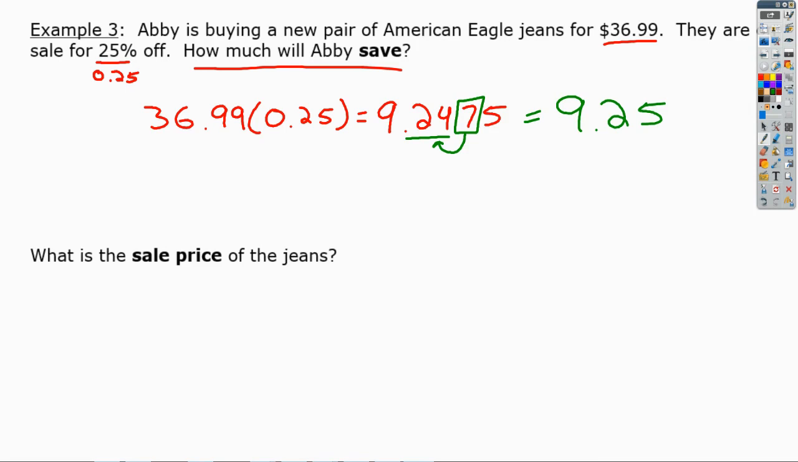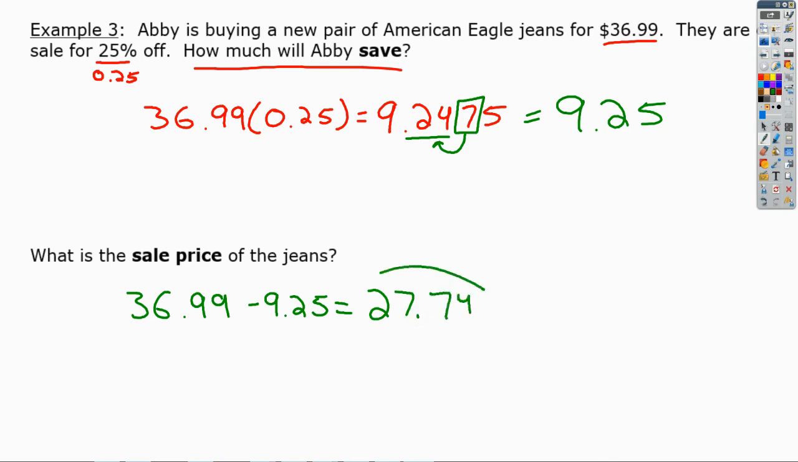Now that we know the discount, we could solve the final question. What is the sales price of the jeans? Well, to figure that out, we'll take our original price, $36.99. And because discounts make things cheaper, we're going to subtract $9.25, what our discount was. Type that into your calculator and see what you get. If you did this, you would have got $27.74 as the total price.